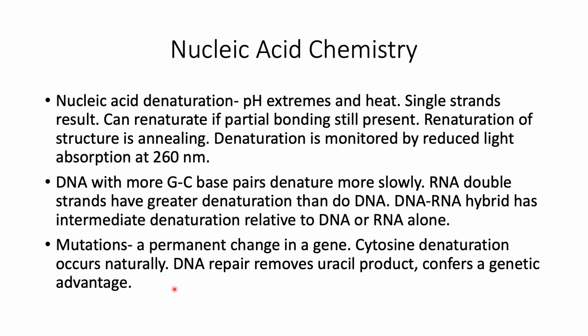We talk about mutations. These are permanent changes in a gene. Cytosine deamination occurs naturally. DNA repair removes the uracil product and confers a genetic advantage. So one element of aging is that you lose the capacity to repair DNA, and the mutations still occur, but they occur more frequently. They tend to persist. They're not repaired. What repair occurs may not be particularly advantageous, and the more problems you have with DNA mutations, the more biological mischief occurs later on in the life cycle of an organism.